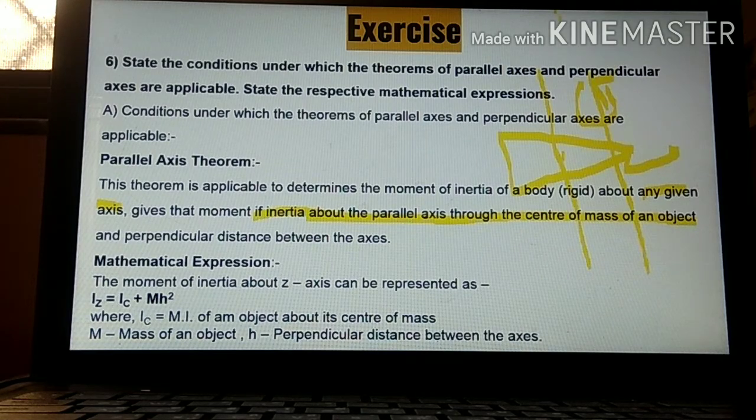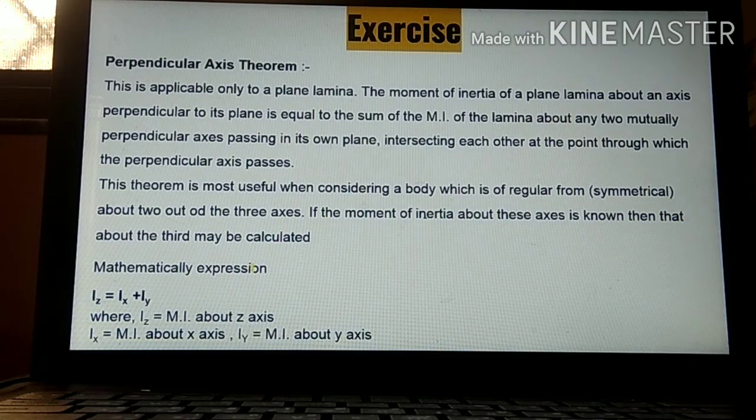If the moment of inertia about this axis is I0, and the moment of inertia about the center of mass axis is IC, then it is denoted by this formula: I0 is equal to IC plus mh square. What is m? The whole mass of this body. h means the distance between these two axes. Okay. Perpendicular axis theorem is applicable only to a plane lamina.